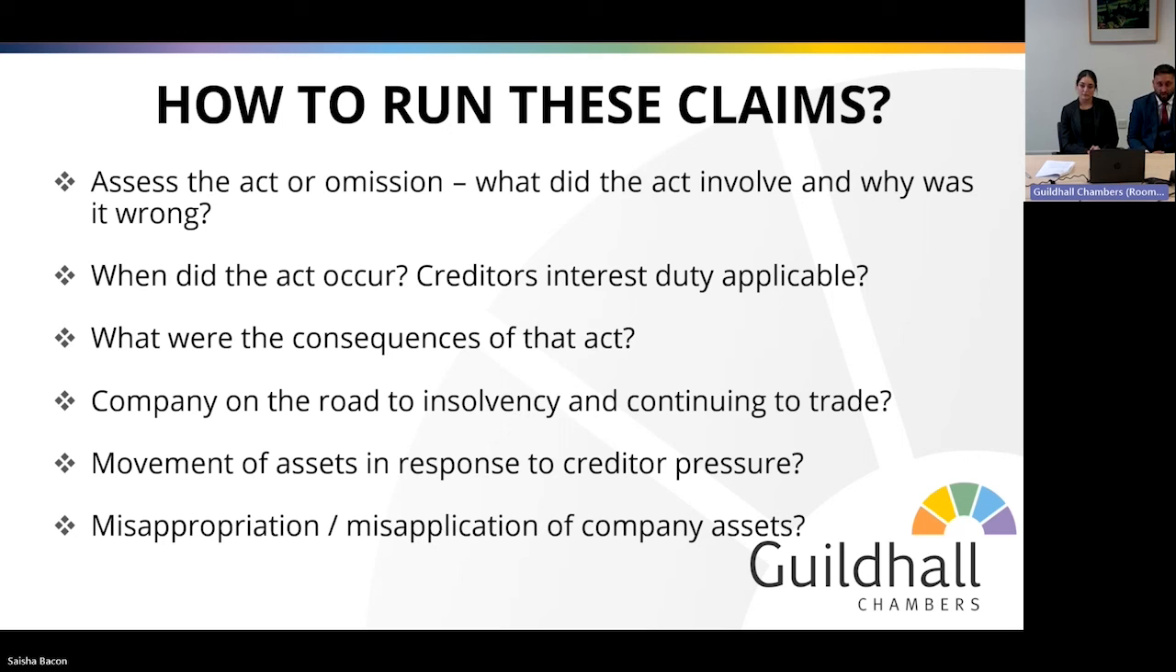Are we in wrongful trading territory? Are we seeing a pattern of a movement of assets in response to creditor pressure? Or is this purely a misappropriation or a misapplication of company assets? These are some of the thought processes that you want to go to so that you can boil down precisely what the act was, why it was problematic, and what the losses were.